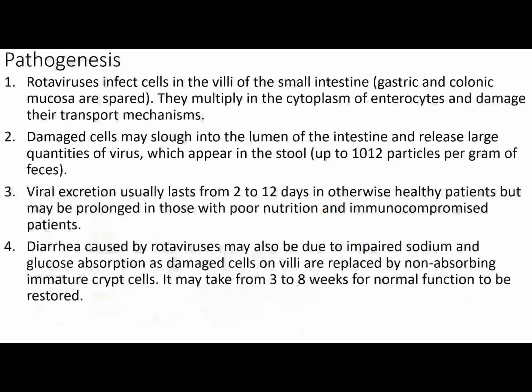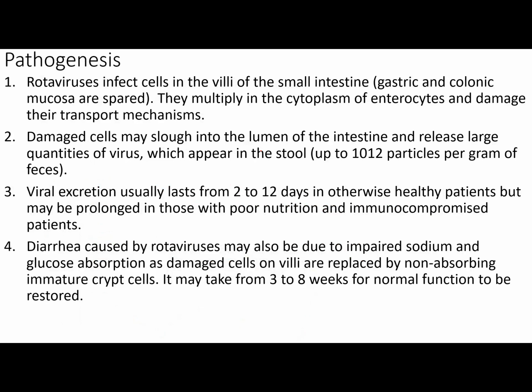Now, the pathogenesis class is that your rotavirus would infect cells in the villi of the small intestine, wherein the gastric and colonic mucosa are spared. Then they would multiply in the cytoplasm of the enterocytes and damage their transport mechanism. So kaya siya kanina class, di ba, nagmumultiply siya, sabi dun sa replication, they would multiply in the endoplasmic reticulum. And your endoplasmic reticulum class is responsible for transporting certain proteins. So what the rotaviruses do is that they destroy itong transport mechanisms nila.